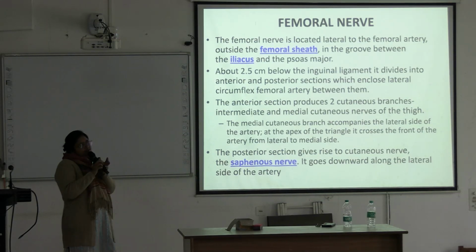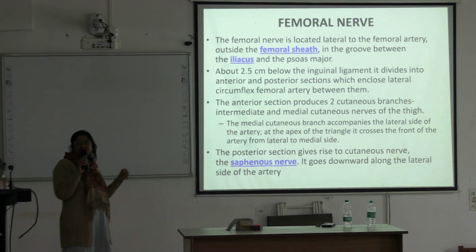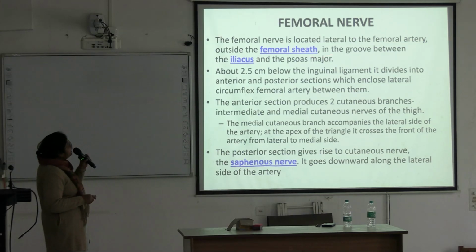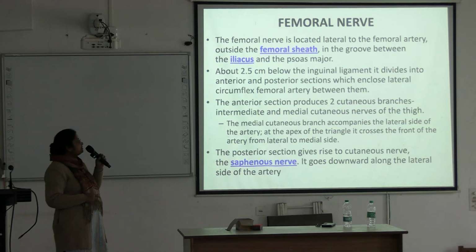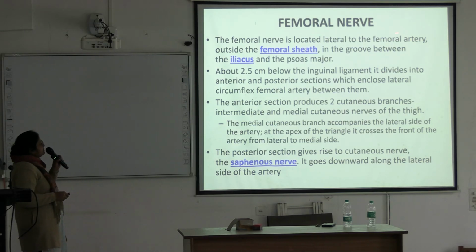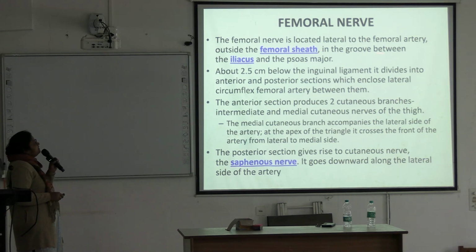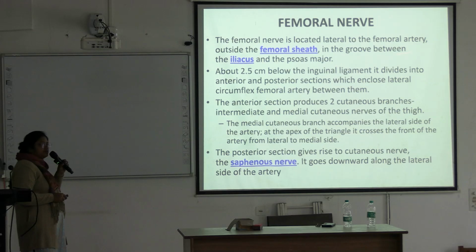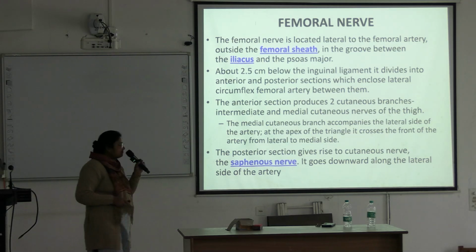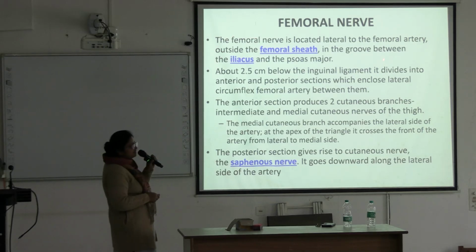So for veins, you just need to know the tributaries and their extent. Next is the femoral nerve. The femoral nerve is located lateral to the femoral artery. Its branches are very frequently asked. The nerve is located lateral to the artery, outside the femoral sheath, and in a groove between the iliacus and psoas major. That is also important for identification during dissection. It is located between these two muscles.